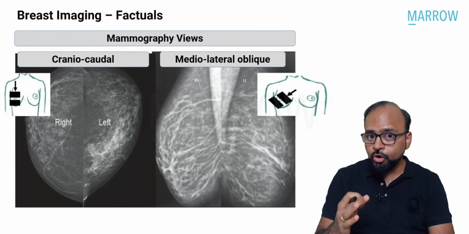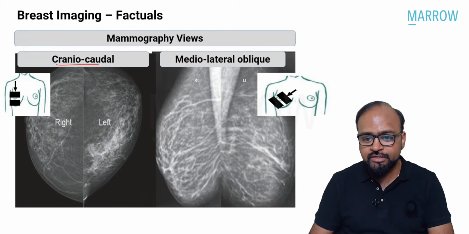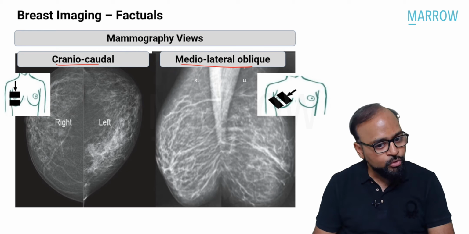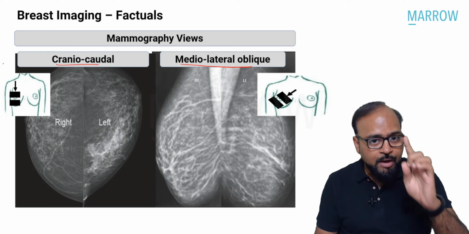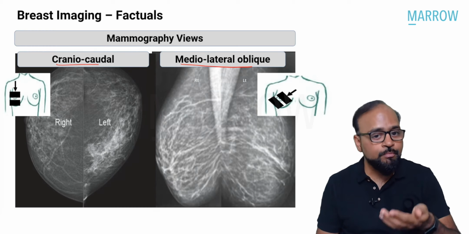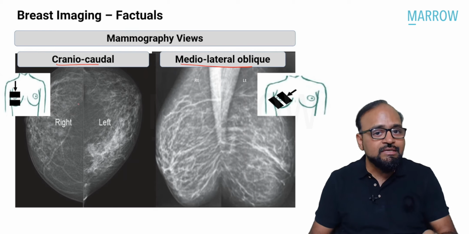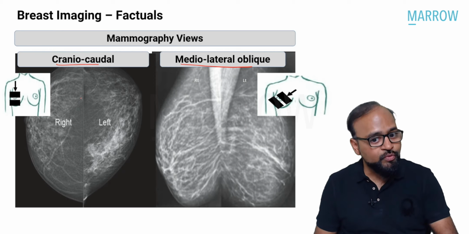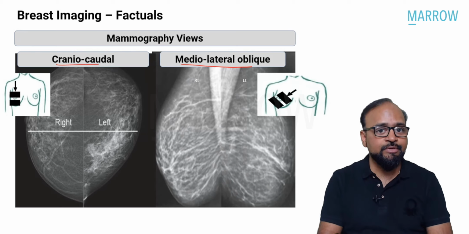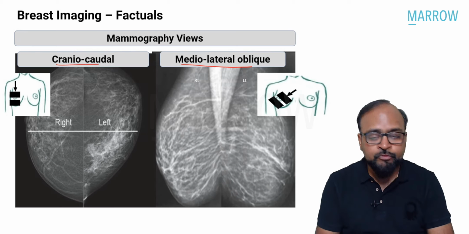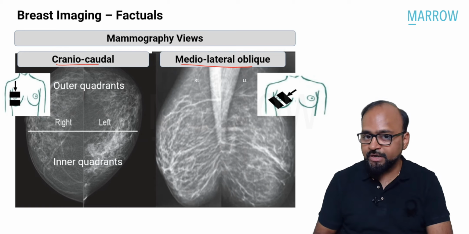So as far as mammography is concerned, two important views are obtained. One is the craniocaudal view, the other is the mediolateral oblique or MLO view. In the craniocaudal view, the X-ray beam is directed from upwards, superior to inferior. The breast compression is also applied in the superior inferior direction. This helps us visualize the outer quadrants very well. When you look at a craniocaudal view, the right and left breast images are placed side by side for comparison. You draw a line at the middle. The upper part is the outer quadrant, the lower part is the inner quadrant.